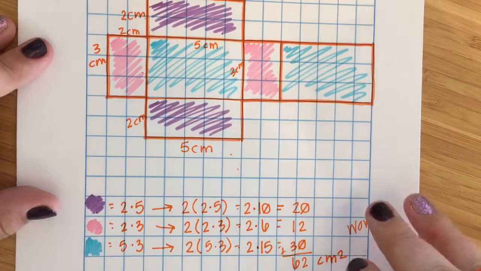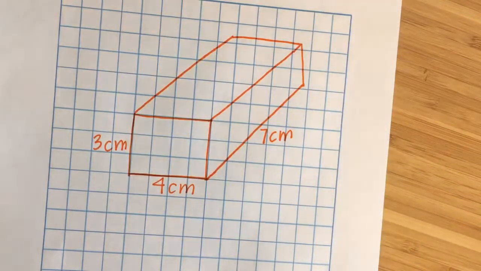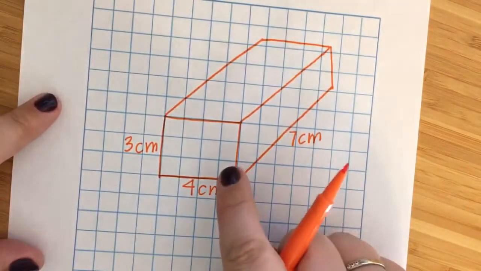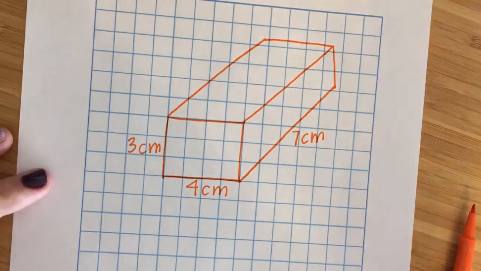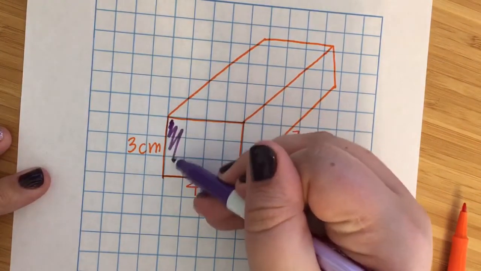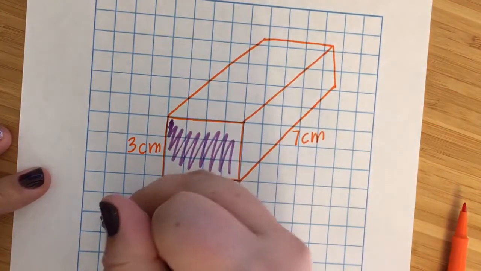Wow, I know. We're going to try it again, but this time it will not be laid out in a net. This is just one I drew. Please totally forgive me for that wonky edge. I'm going to grab my colors again, my purple, pink, and blue, so I can identify these sides or faces.